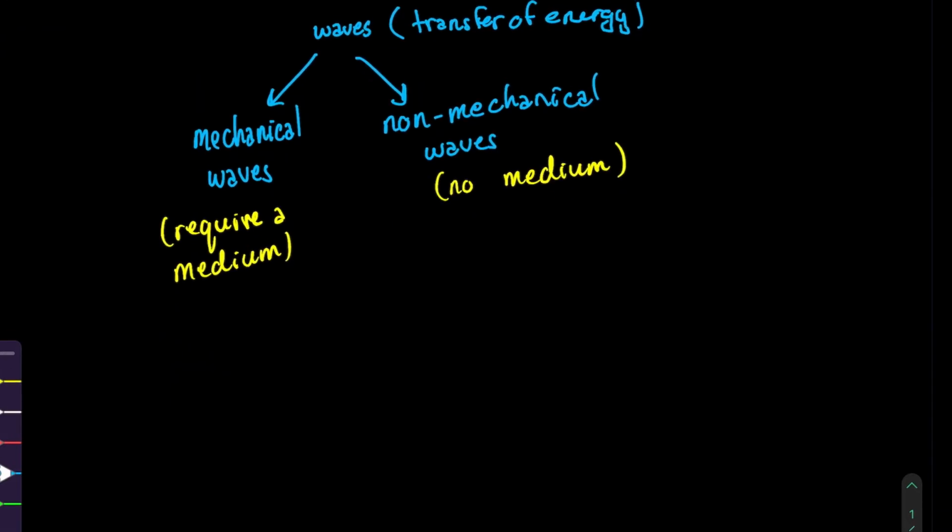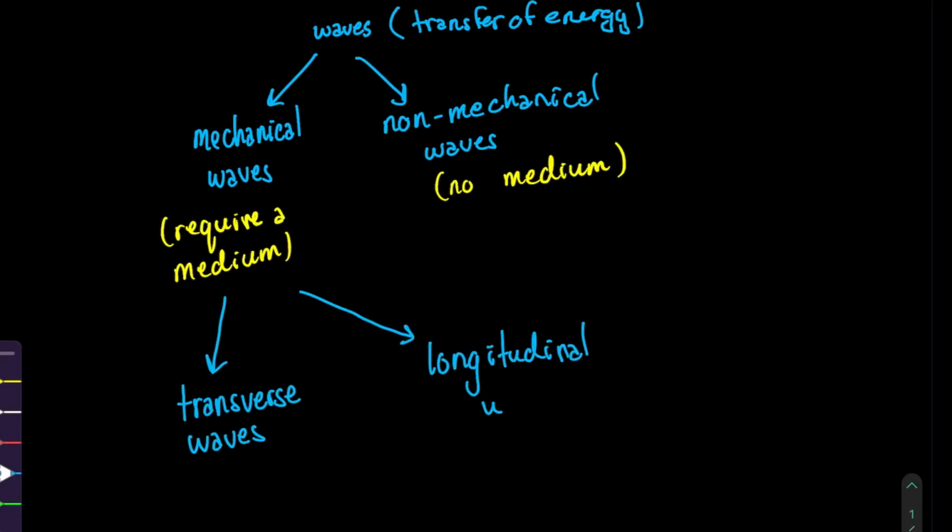So mechanical waves are the ones that do require a medium, and the two basic ones that we're going to study are transverse and longitudinal. There is a third type, which is complex waves, and those are just a combination of transverse and longitudinal. We're going to look at that in a later question, but for now let's just focus on the transverse and the longitudinal waves.